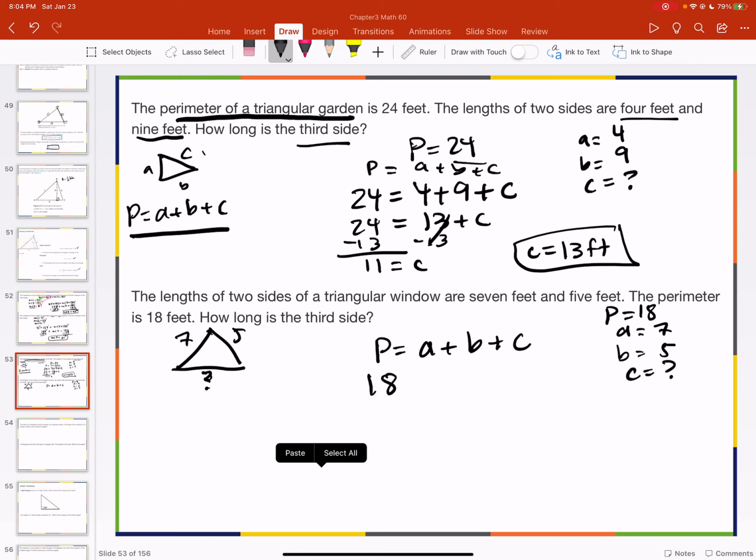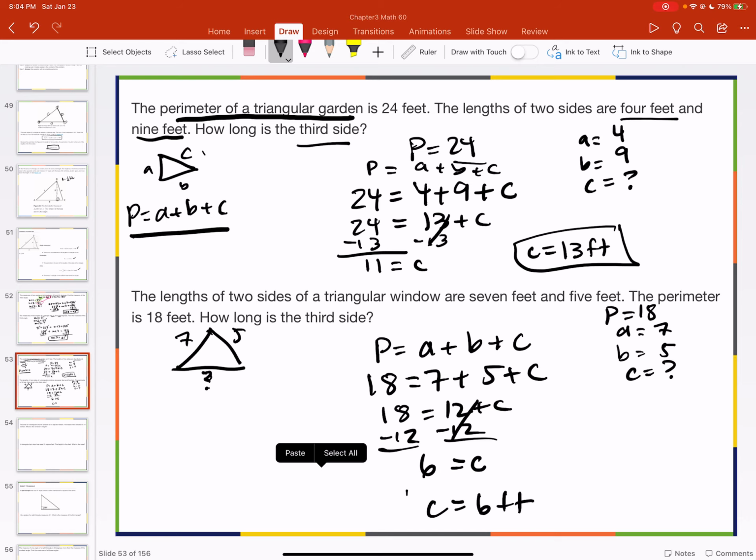So 18 is equal to 7 plus 5 plus C. So 18 is equal to 12 plus C. Subtract 12 from both sides. We get C is equal to 6, right? So the third side is 6 feet because that's the units that the problem is giving us.